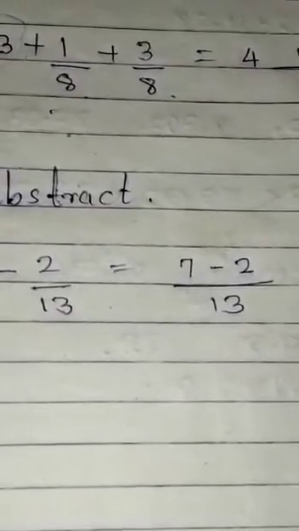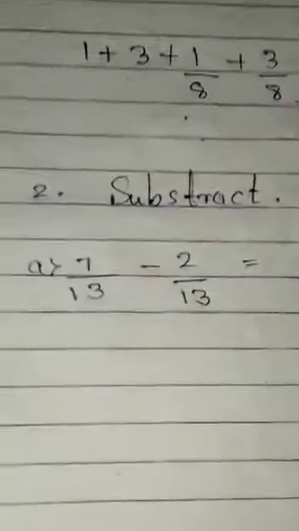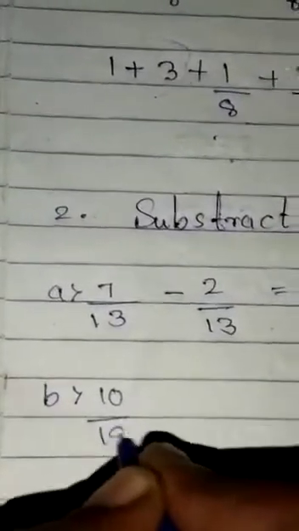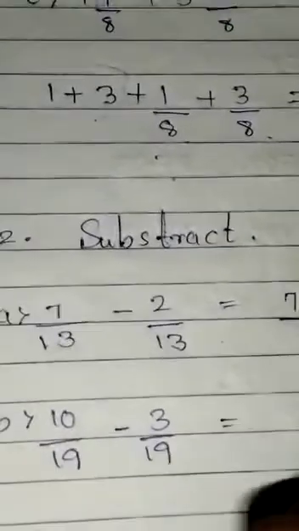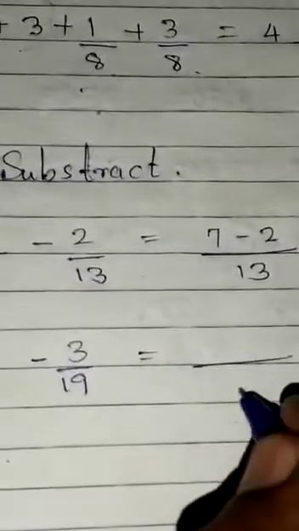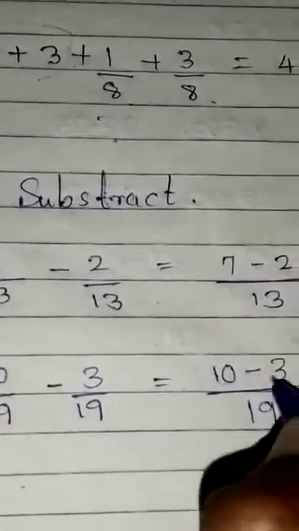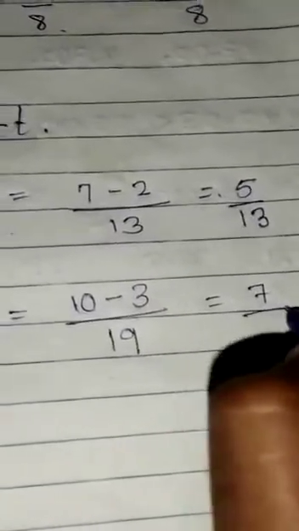Next example is 10 divided by 19 minus 3 divided by 19. We write the denominator the same. Then we subtract the numerators. 10 minus 3 equals 7. 7 divided by 19 is our answer. Let's move on.